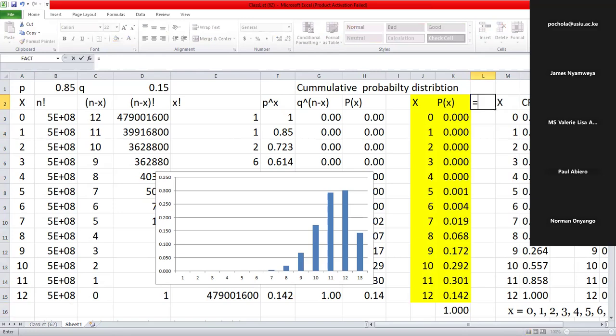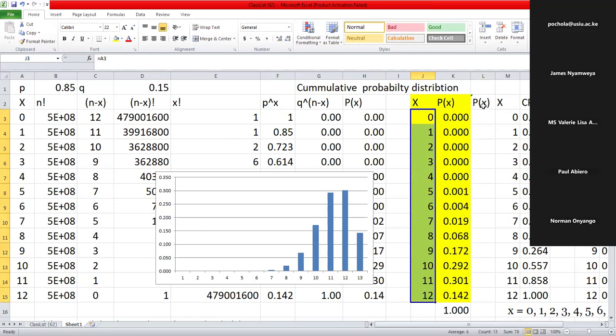All I need to get from Excel is just this one here. That's all I need from Excel, nothing else. Probability of x is what I want from the Excel fx function, because the values of x are mine, I know them. All I need to get is this. How do you get this? Please check, look at what I'm doing.